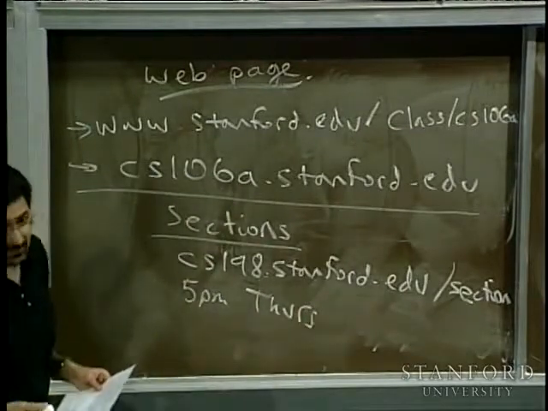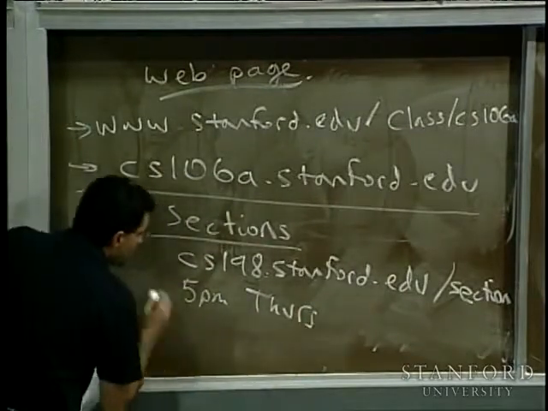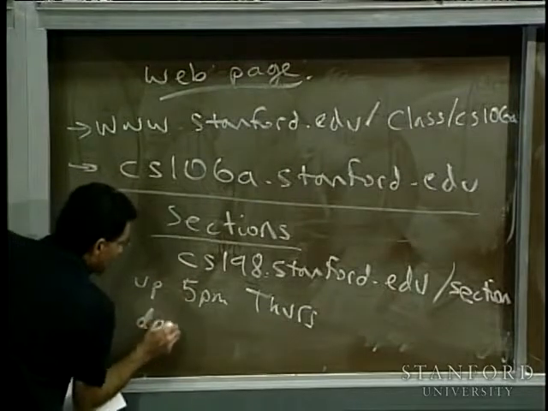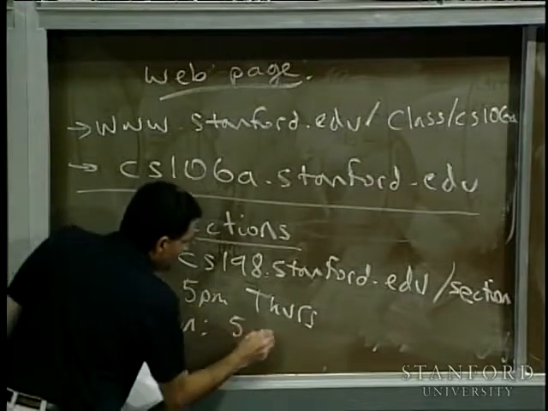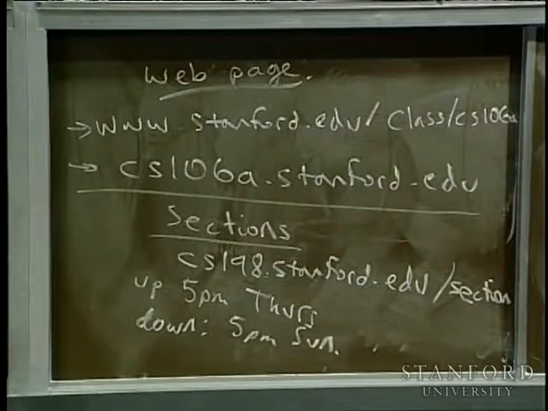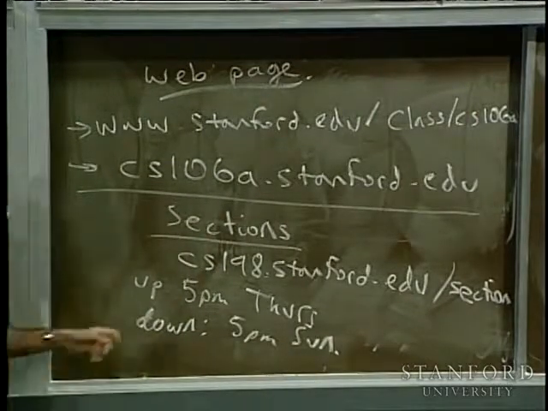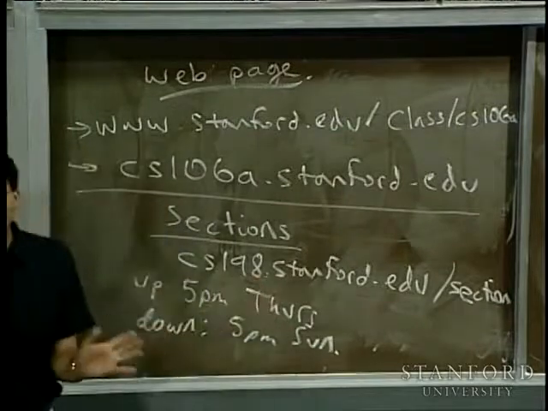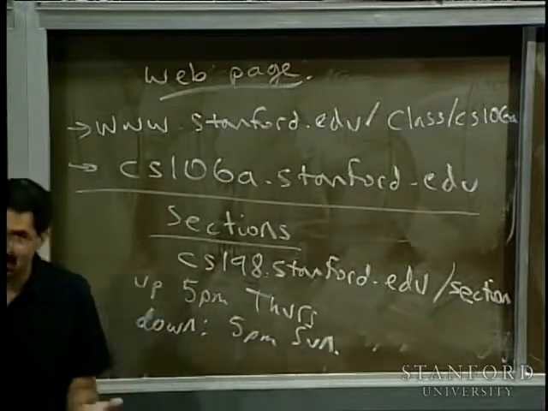So if you try to go there now, you can't sign up. But remember, 5 p.m. Thursday. So they're up, and then they're down at 5 p.m. on Sunday. So make sure you sign up probably this weekend. If you're planning on being out of town this weekend, you want to sign up before you go. Sign up early, but don't sign up often, because you only need one section.